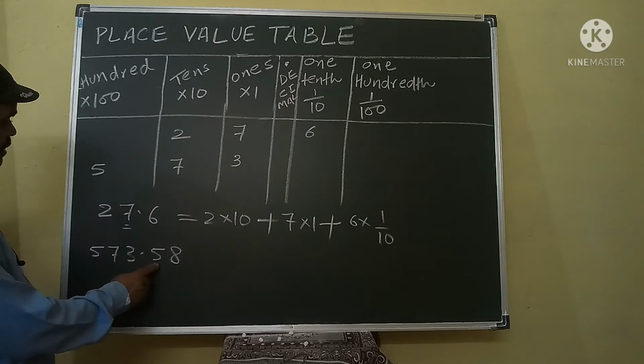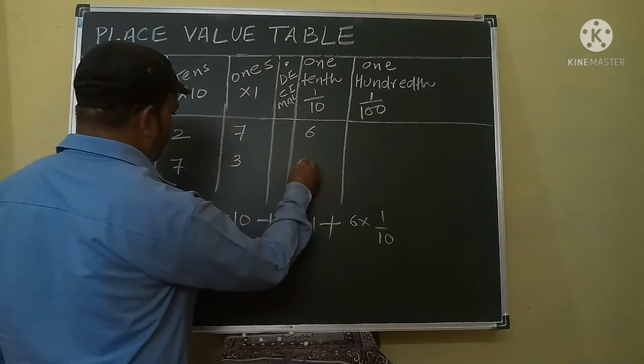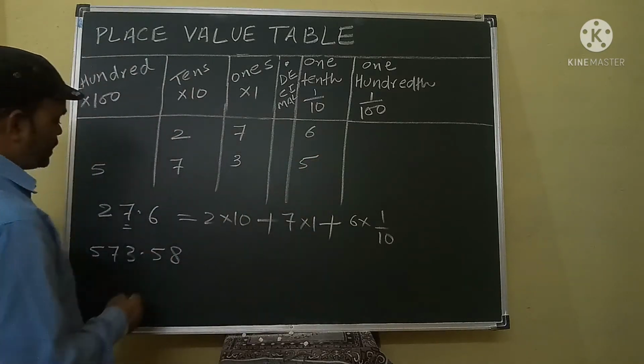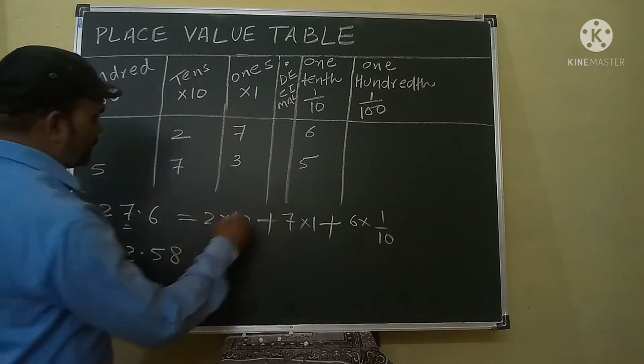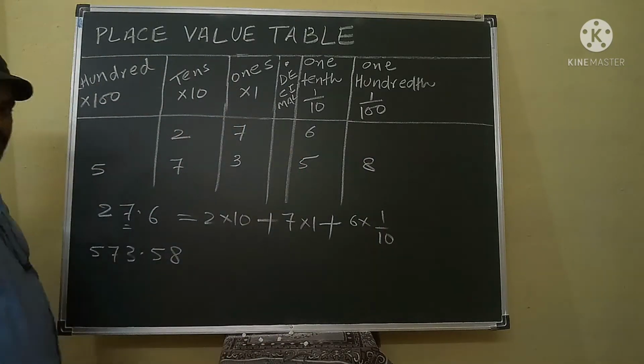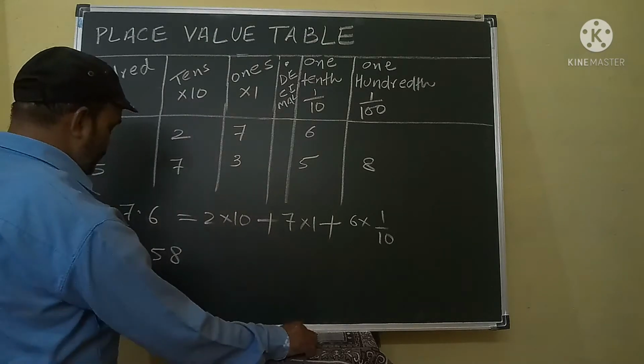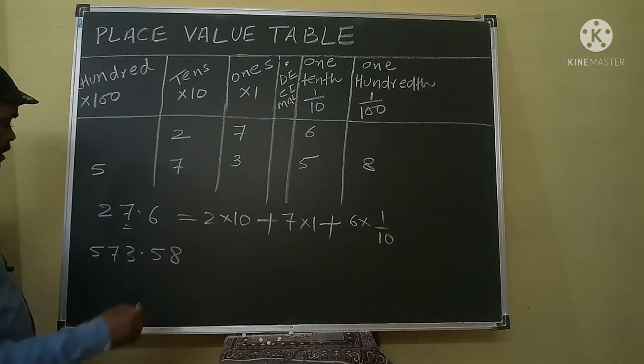Now after the decimal point, this is 5. That means 5 is in the tenths place. 8 is in the hundredths place.